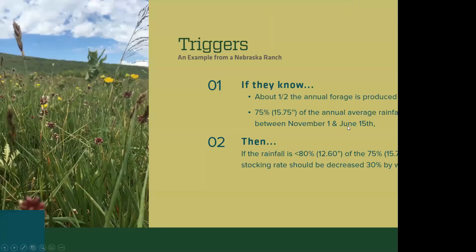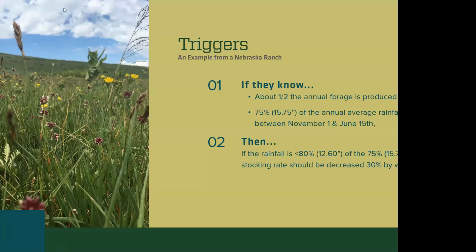So an example of a trigger. I'll be referencing Nebraska, I think more than once during this presentation, and that's because Nebraska has the Drought Mitigation Center, and the University of Nebraska at Lincoln has done quite a bit of work with drought planning. This is an example, in terms of the ecology, that doesn't really apply to our situation here in Colorado, but I think it's a good example of how they formulated what a drought trigger is.